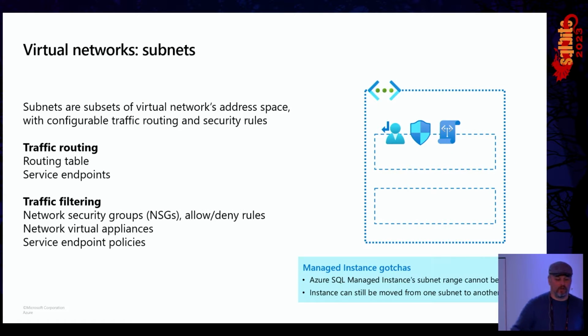All right. Let's go a level deeper, which are the subnets. How many subnets can you have in a single VNet? That will be largely determined by the address space you have assigned to your VNet, and then by the individual address space that you will give to each of the subnets, right? So you have traffic routing with a routing table and the service endpoint, which will allow you to define the routing, and the traffic filtering with network security groups, and allow and deny rules, which you can order like you are used to on the Windows firewall. You have the virtual appliances, which you can also set up, and then the service endpoint policies.